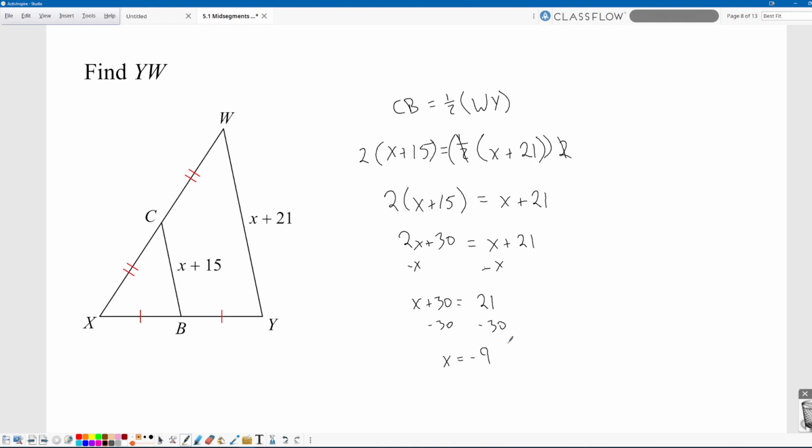And now you might be going, well, wait, how is x -9? That doesn't work. Well, luckily enough for us, x isn't the measurement of the side. X is just some variable, so we would plug that back in. So you get -9 plus 15, and you get 6. And then we plug in -9 plus 21, and we get 12. So now CB is 6, WY is 12. That math checks out. My midsegment is half of the side it's parallel to, so x equals -9 should be the correct answer.